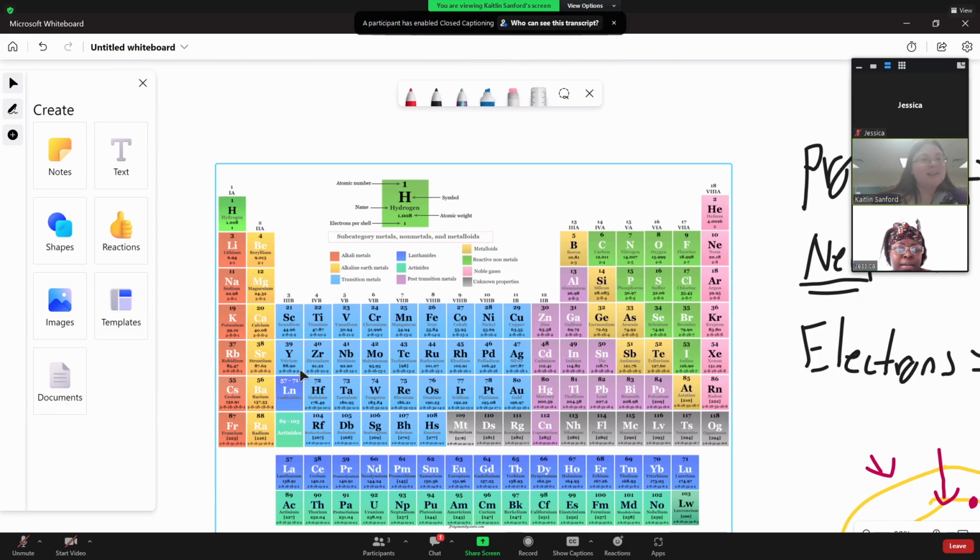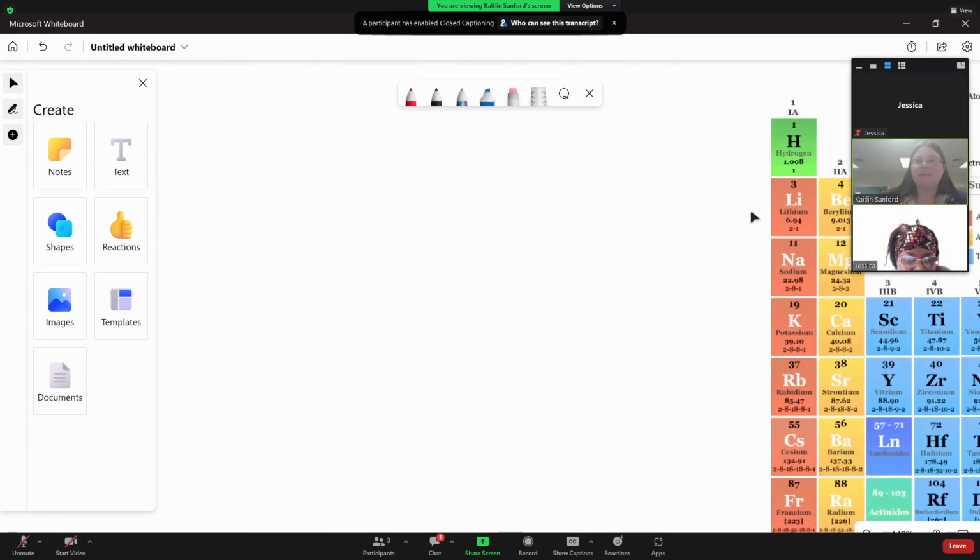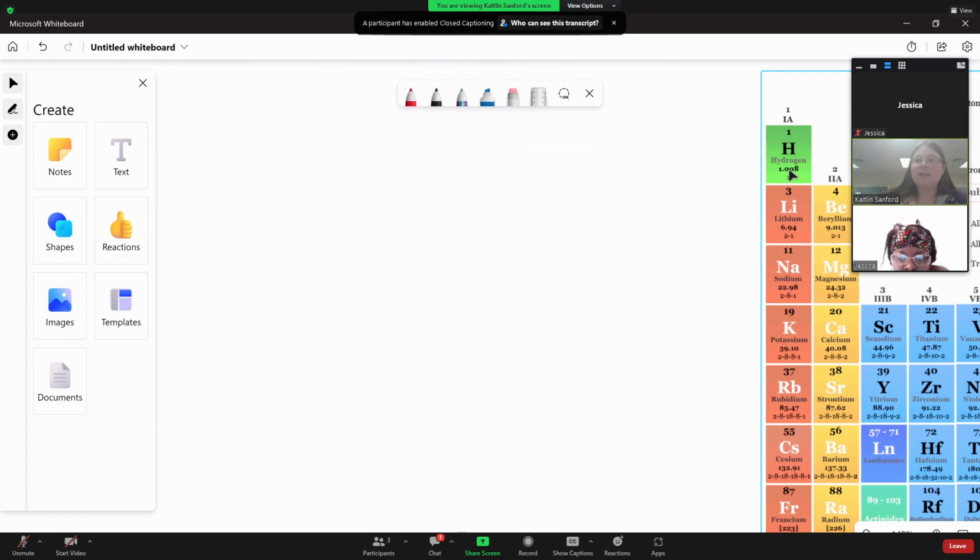Okay. But what about these numbers here? Let's see if I zoom in. What do some of these numbers mean? It means that hydrogen only has 1. I forgot what the 1 means. Has 1 atomic number. Very good. Atomic number.